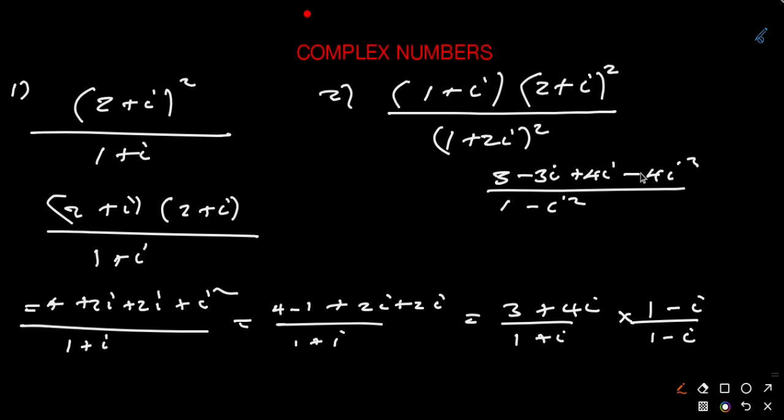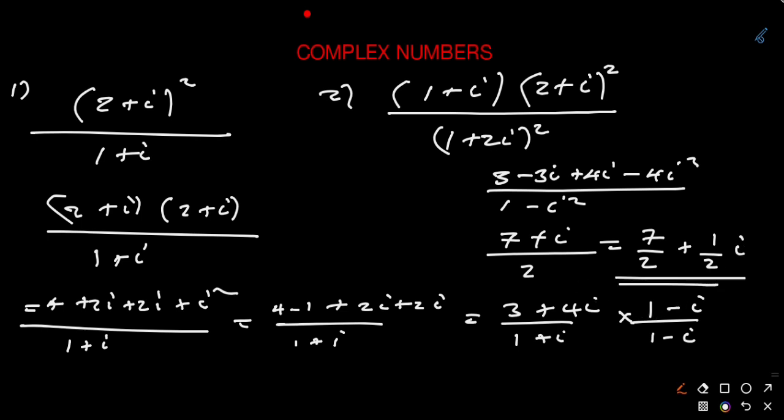So here we're going to get positive 4 plus 3, that is 7. Then here we're going to get plus i, then divided by negative 1 multiplied by negative 1, that is positive 1. So actually here we're going to get 2. Splitting these, we are going to get 7 over 2 plus 1 over 2, then i. So this is our final answer actually.